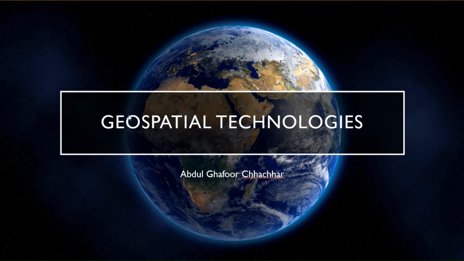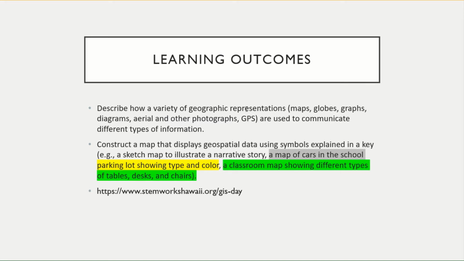Today I will be talking about geospatial technologies. Our learning outcomes are a variety of geographic representations, maps, globes, graphs, through geospatial technologies. As a class activity, you will construct a map that displays geospatial data. The map can be for the cars in the school parking lot showing type and color. You can construct a classroom map showing different types of tables, desks, and so on.